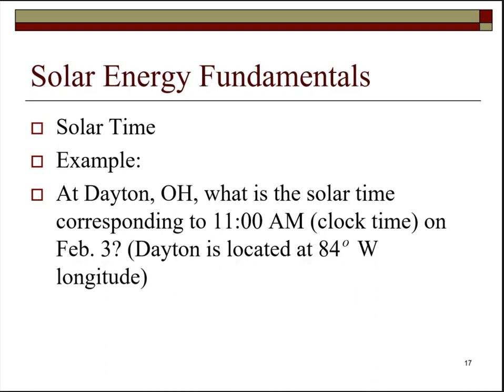This means that, considering only the meridians, the solar time at Dayton would be 36 minutes earlier than clock time. This would give us 10:24 a.m.